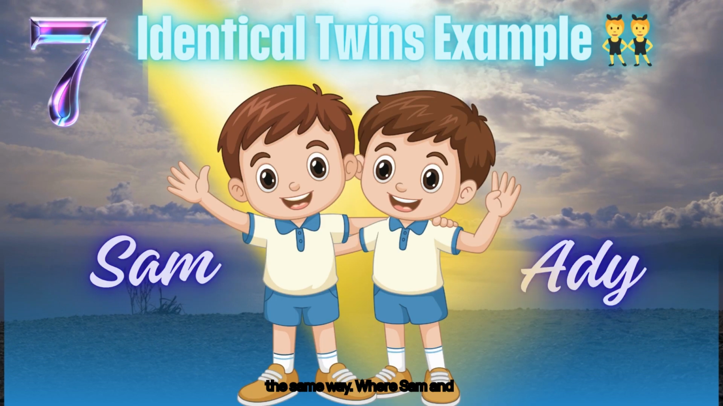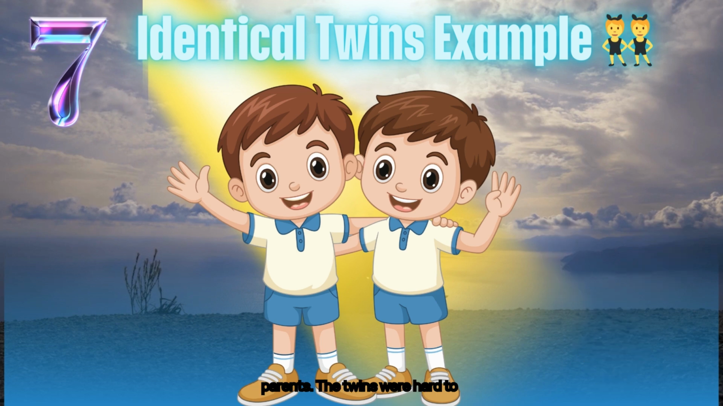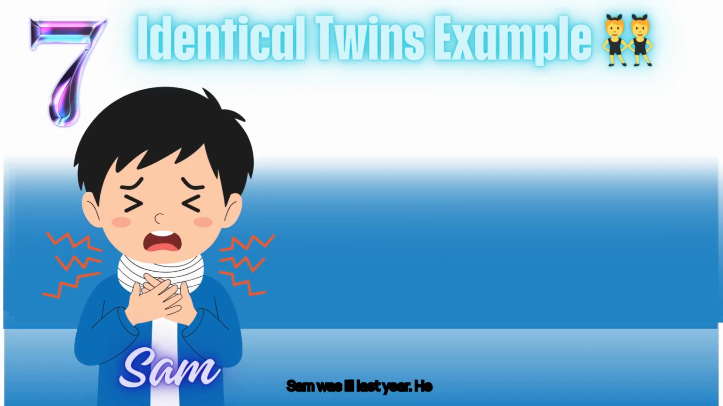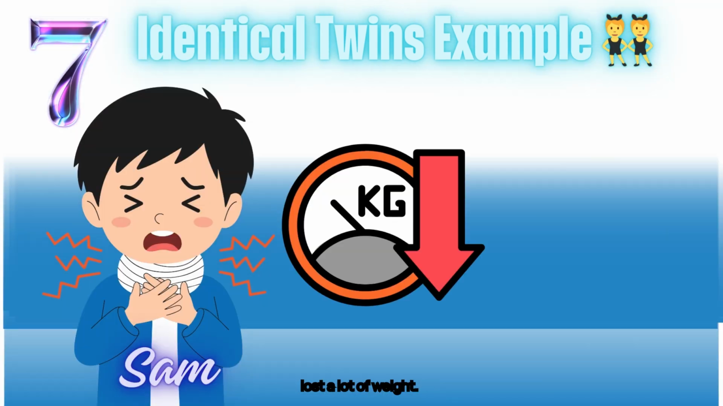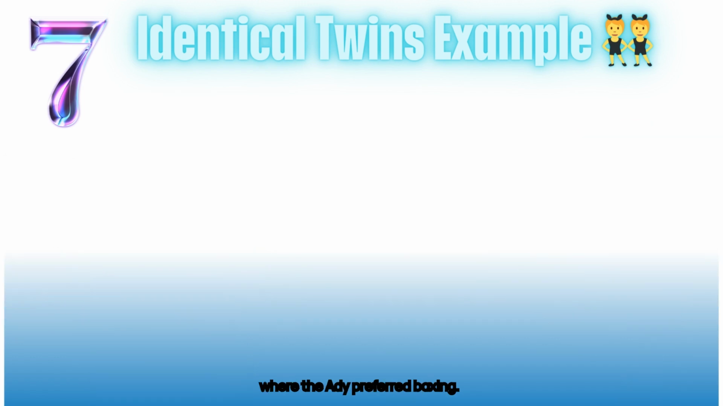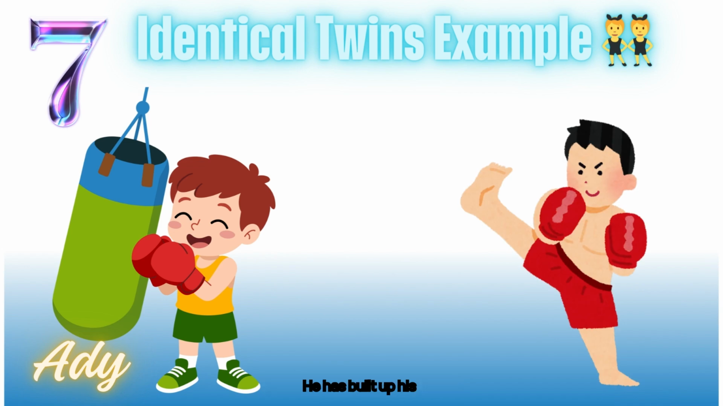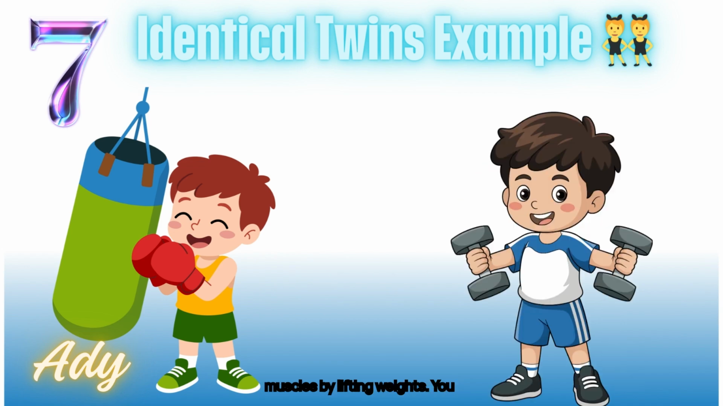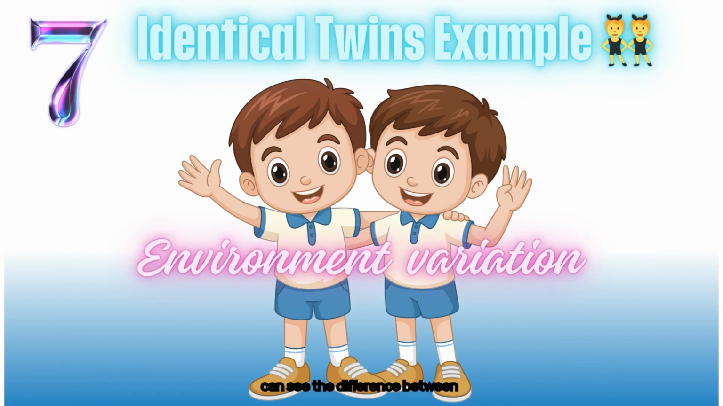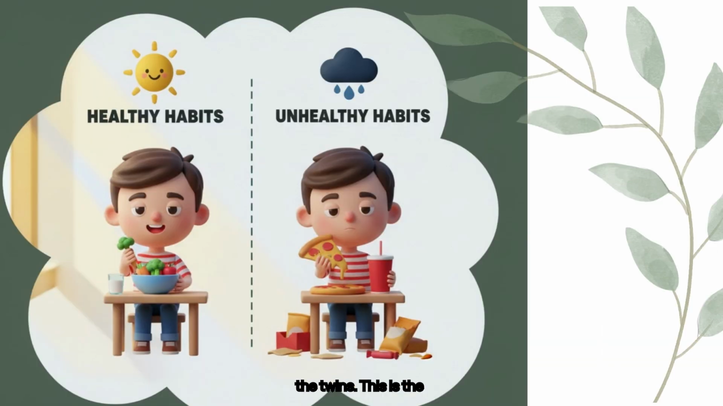Sam and Addie are identical twins, they inherited the same genes from their parents. The twins were hard to tell apart when they were babies. Sam was ill last year. He lost a lot of weight, but he still plays football. Addie preferred boxing, and he has built up his muscles by lifting weights. You can see the difference between the twins. This is environmental variation.